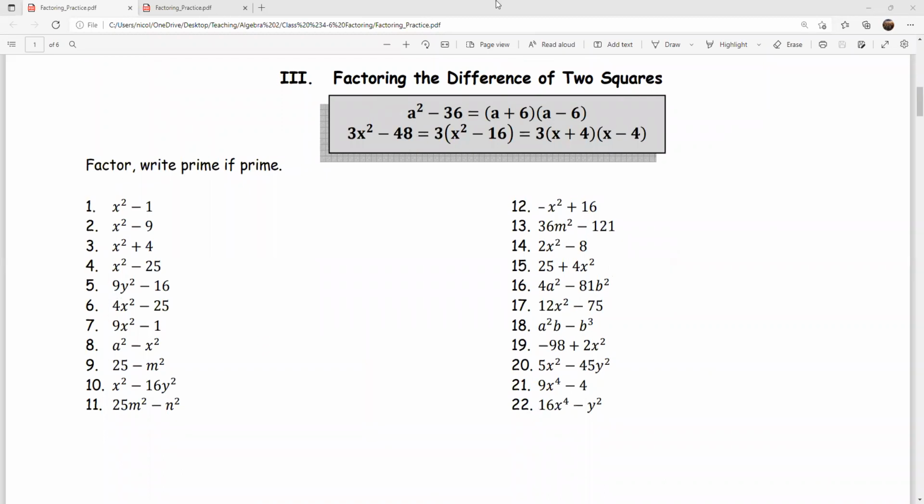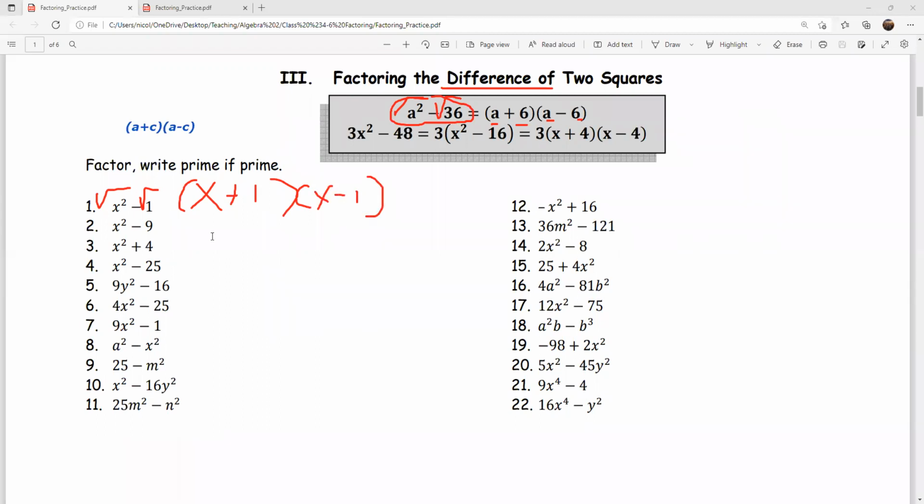This is called the difference of two squares. Difference means subtraction, so you see subtraction here, right? The difference of two squares, meaning I could take the square root of the first and last term, which is what they did here. The square root of a squared is a, the square root of 36 is 6. You're going to put these in the a plus b, a minus b format. What's the square root of x squared? x. What's the square root of 1? 1. So x plus 1, x minus 1.